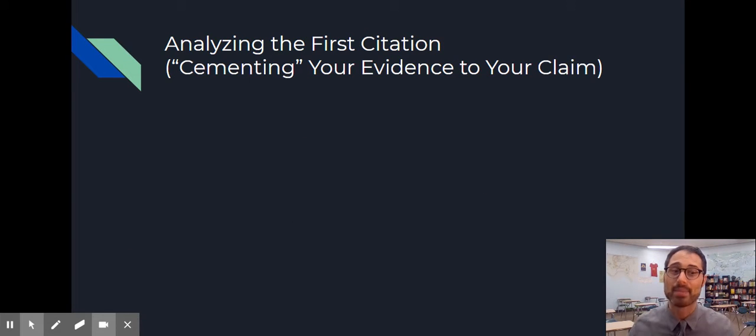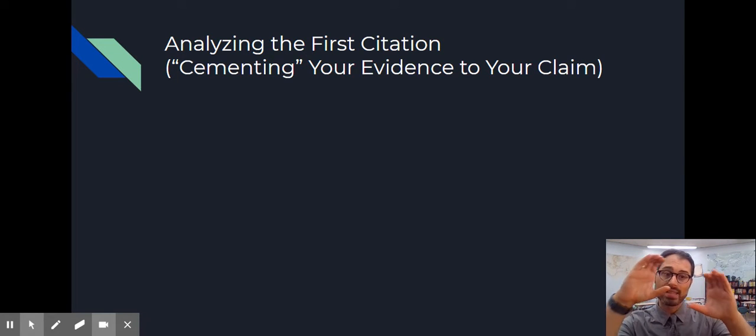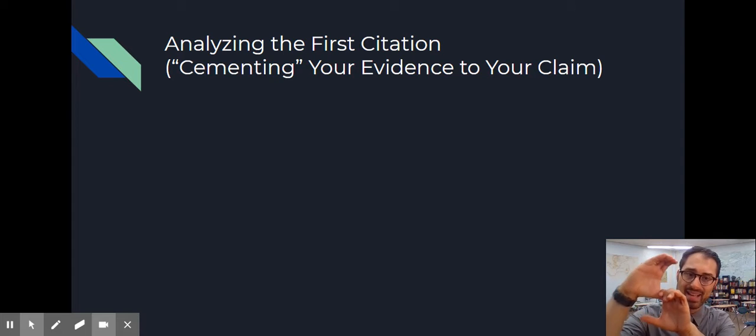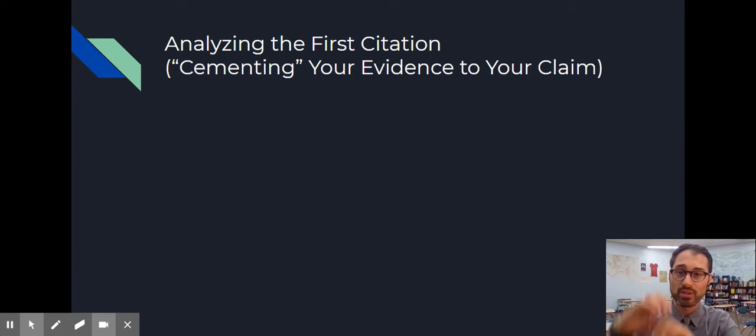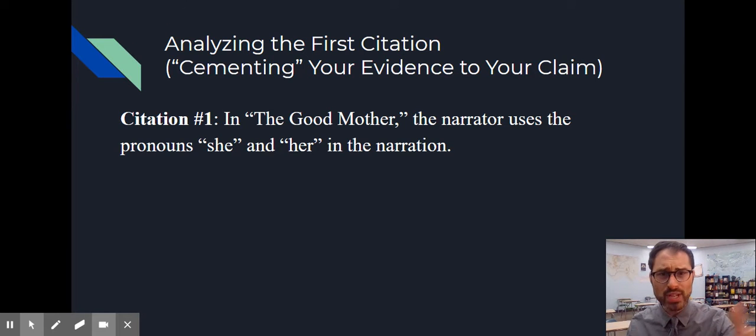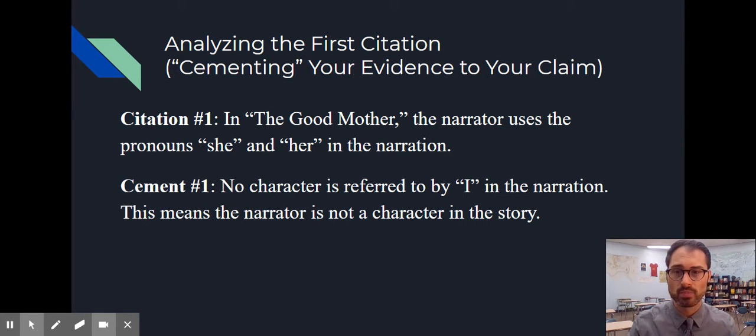All right, I was getting ahead of myself for a second, but now let's go into the cementing. We want to connect your claim, what point of view it is, to your evidence and say why the evidence supports that claim. It kind of hooks onto each other. If we think of like the letter C for claim, cite, cement, they're hooking on. So our first citation was the pronoun usage. So our cement, why is that information important to us? Because no character is referred to by I in the narration. This means the narrator is not a character. It's someone outside the story.